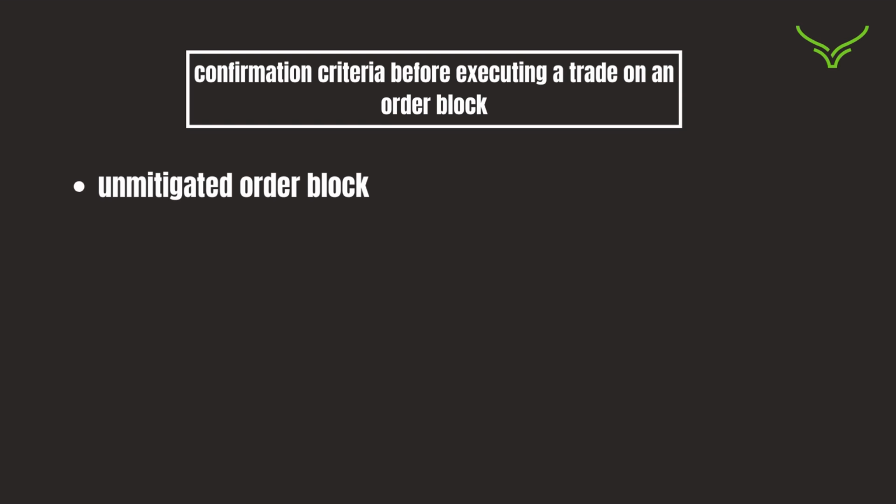Firstly, our order block should be unmitigated. In essence, this means that once an order block is formed, it should not be subsequently retested or revisited by subsequent price action, such as wicks or candlesticks.